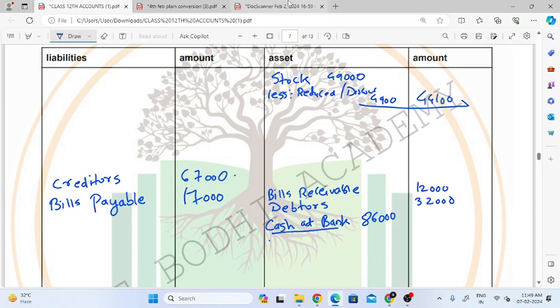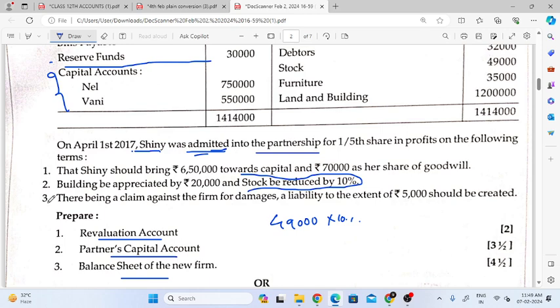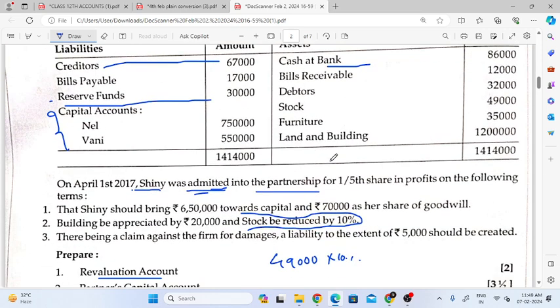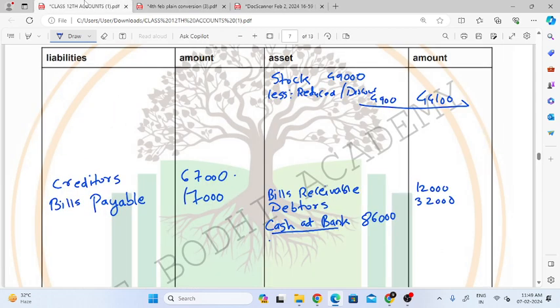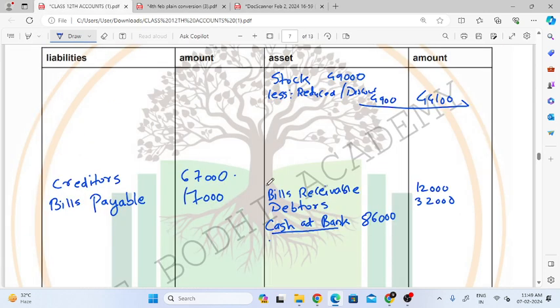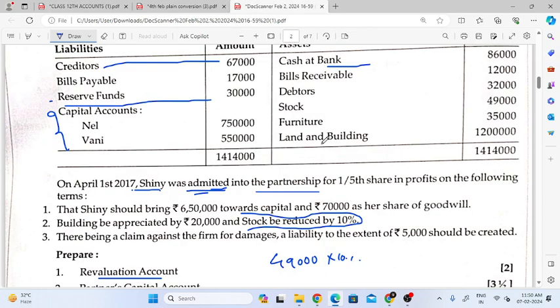Okay. Then the next is furniture. Is there any adjustment for furniture? No, there is no adjustment for furniture. So directly we are going to write furniture as 35,000. Okay. Next, land and building.